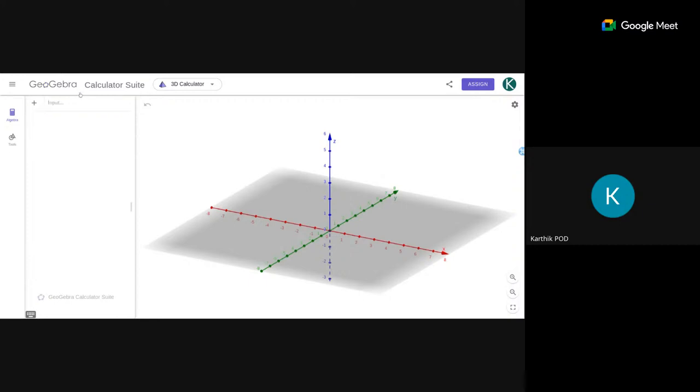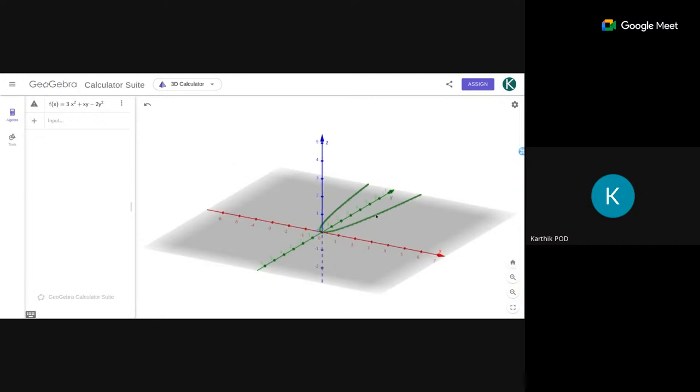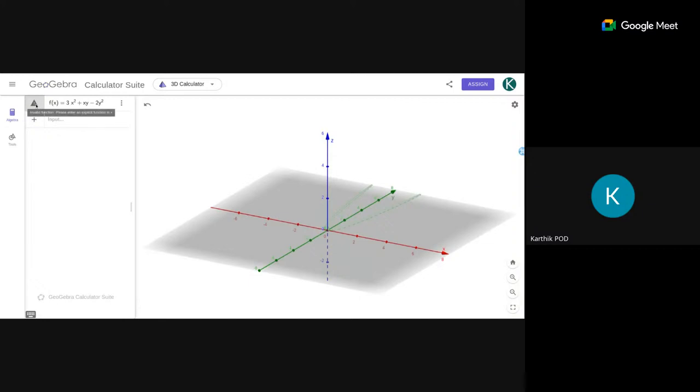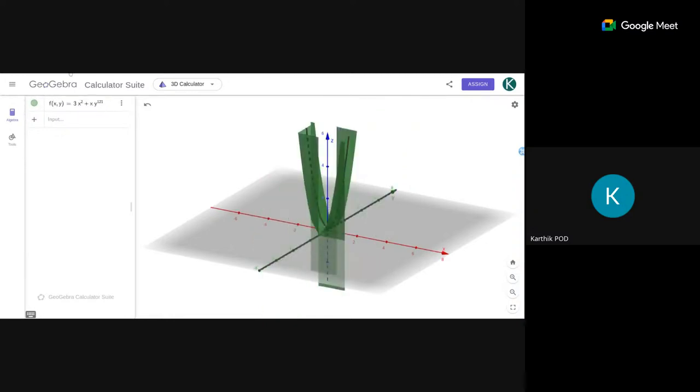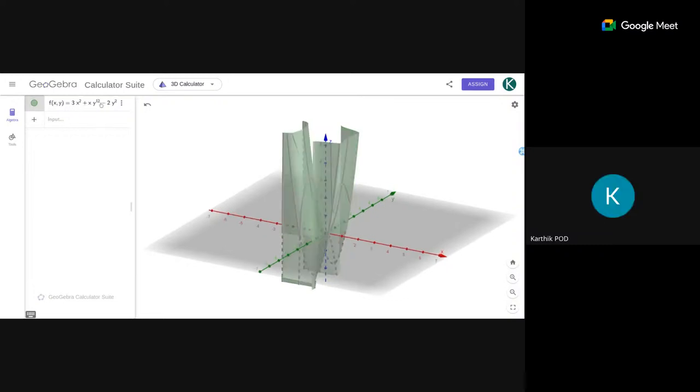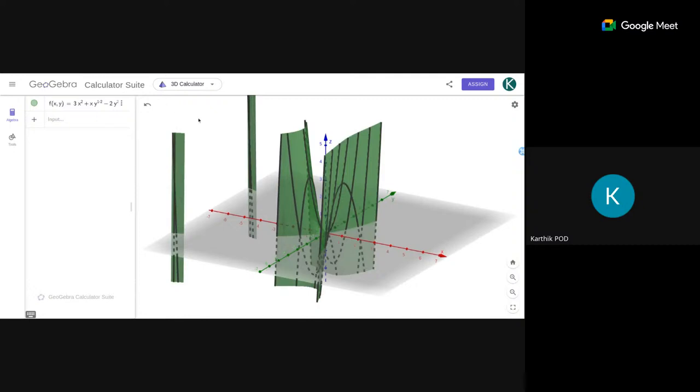So let me write down this function. This is 3x square plus xy minus 2y square. This is a function of two variables, so why is it complaining? Okay, 3x square plus xy minus 2y square. Oh, sorry, I'm changing tabs, and therefore this thing is doing all sorts of crazy things.